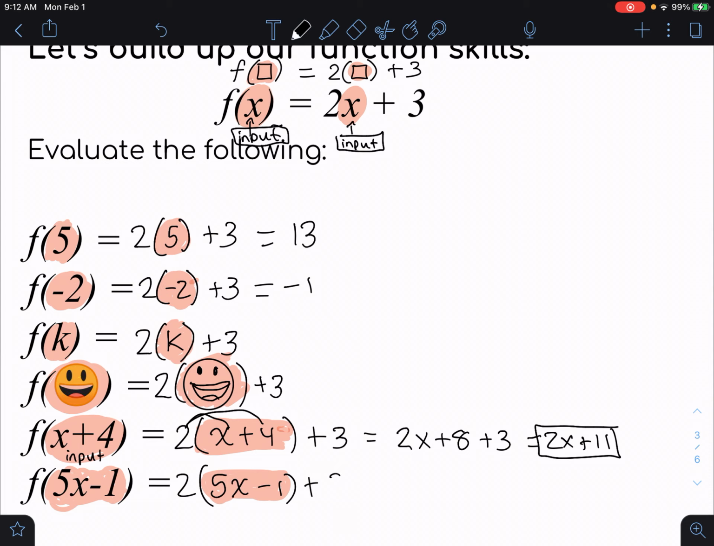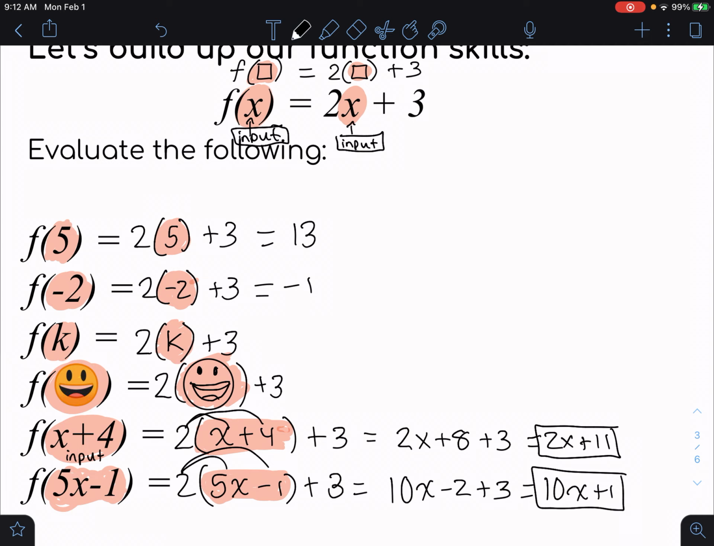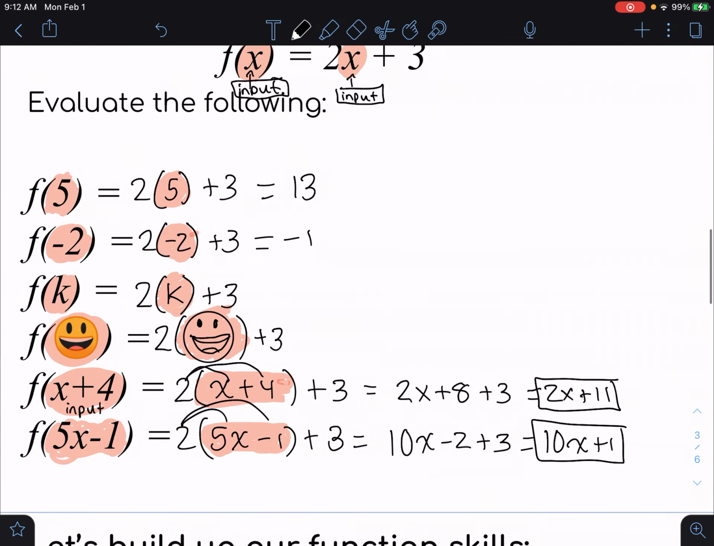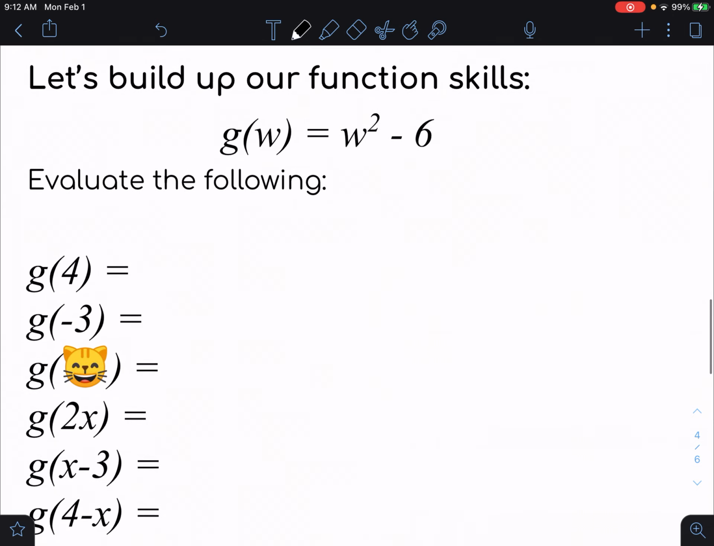We add our 3, distribute, 10x minus 2, and then plus 3, we should get 10x plus 1. Okay? Cool. So we plugged in expressions and we got out other simplified expressions. That's the name of the game. Okay? Let's take a look at another one.